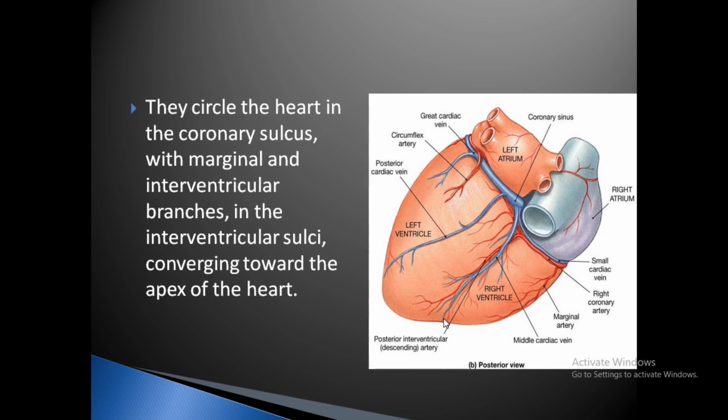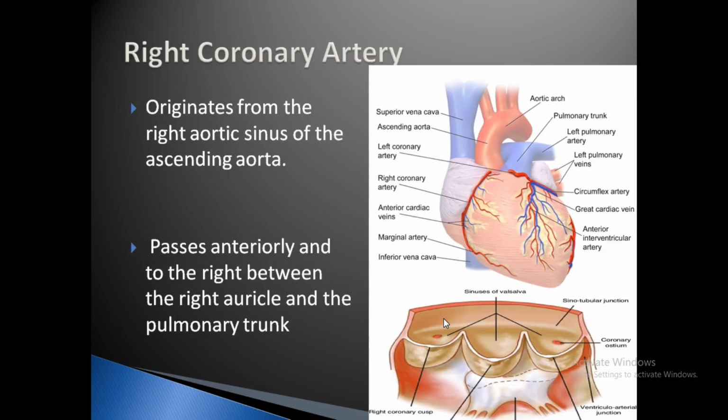So the main arteries of the heart, when we talk about the main blood supply of the heart, are the two coronary arteries, the right coronary artery and the left coronary artery, which originate from the aortic sinuses. Then these two arteries circle in the coronary sulcus, and along with the marginal artery and the interventricular branches, they converge towards the apex of the heart.